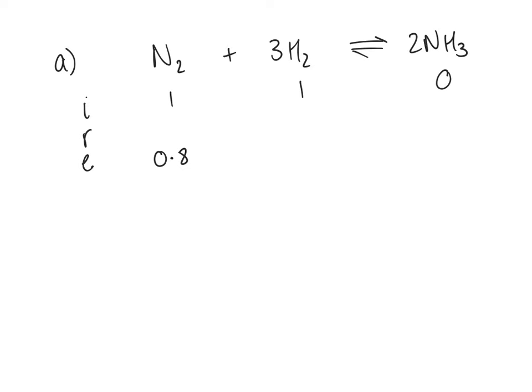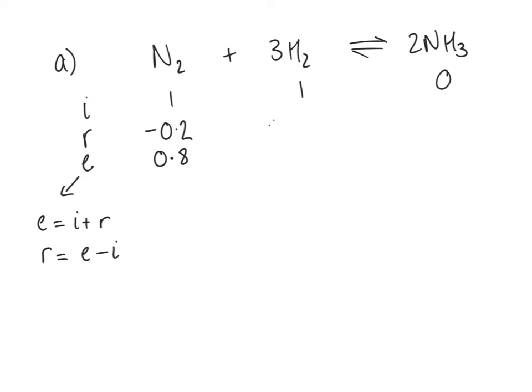So how do I know what my reacting moles of nitrogen are going to be? Yeah, brilliant. So equilibrium moles are initial plus reacting moles. So if I rearrange that equation, then reacting moles is going to be the equilibrium minus the initial. So what is 0.8 minus 1? Minus 0.2. So is that okay? The other way you can think of that is what do I need to take away from 1 to get to 0.8?